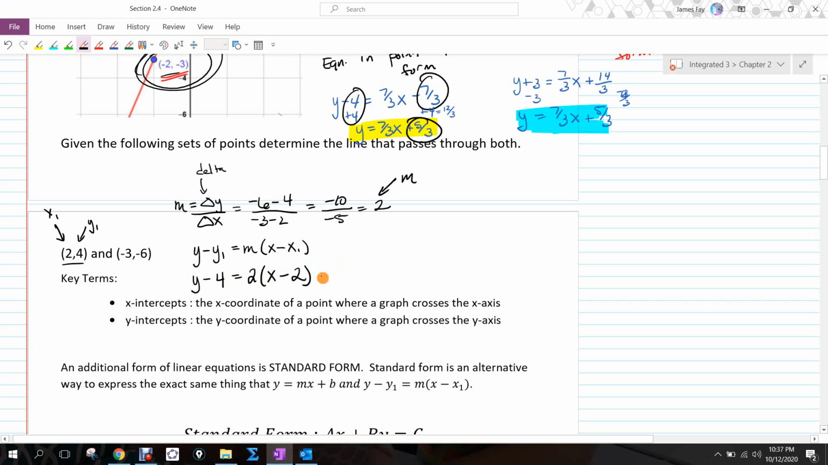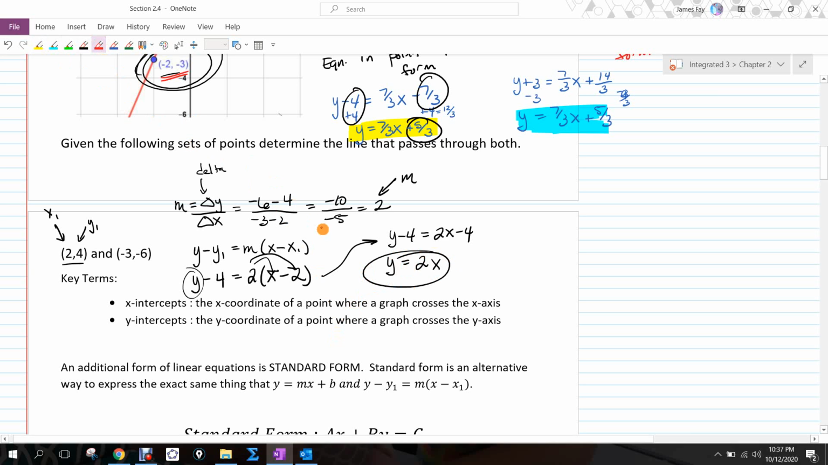Okay. Now they might ask you then, in addition to that, write it in slope intercept form. Well, slope intercept form just means solve it for y. So I'll have y minus 4. I'll distribute the 2 times x minus 2. Distribute that and get 2x minus 4. Now I'll add 4 to both sides. Make y equals 2x. Okay, that would be my equation.